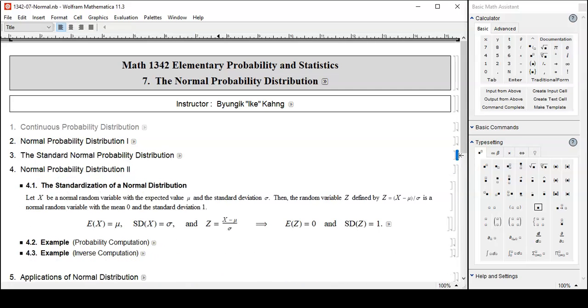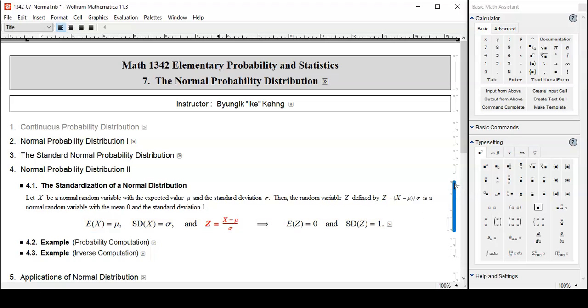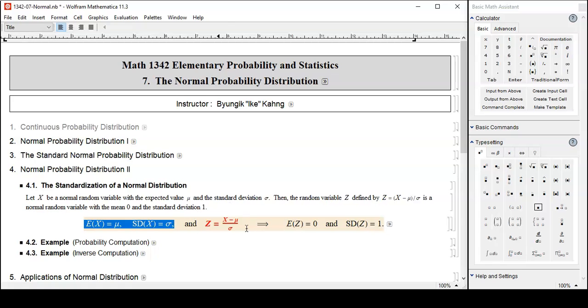That's the plan. Now, how does the transition work? Well, here is the conversion formula, which I often say is formula number 1 for this entire course in terms of the level of importance. Let x be a normal random variable with the expected value mu and the standard deviation sigma. Then this algebraic manipulation, z equals x minus mu over sigma, will give us the standard normal random variable. The normal random variable with mean 0 and standard deviation 1.